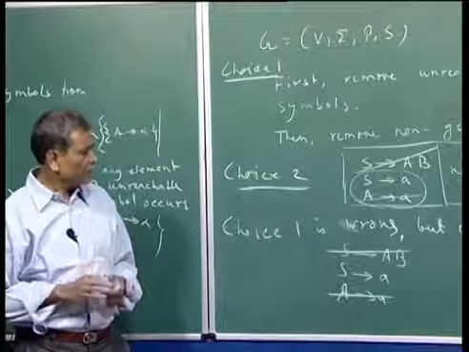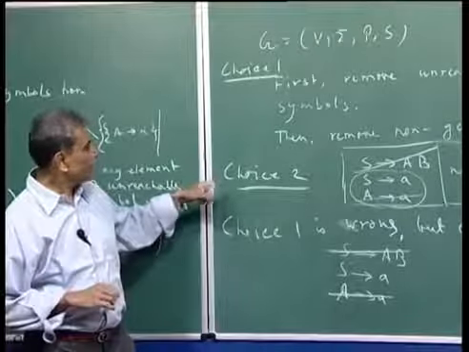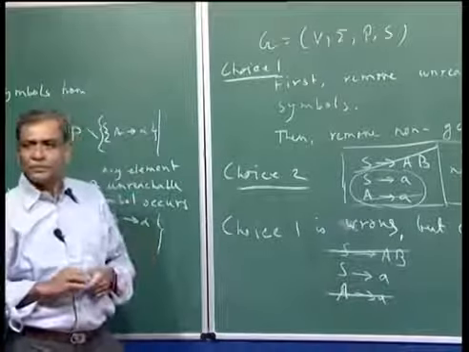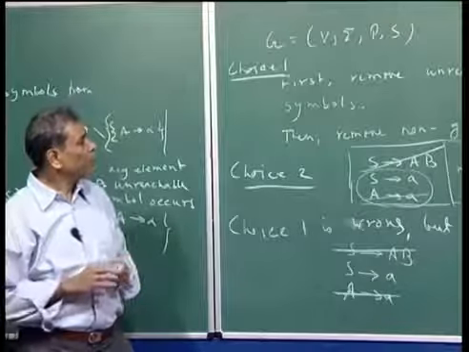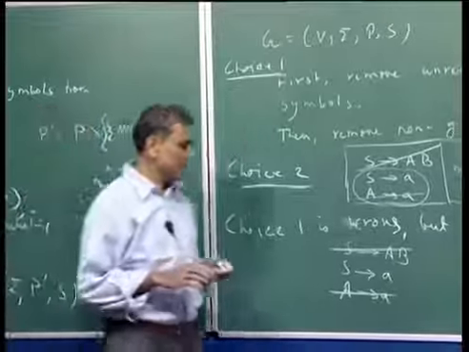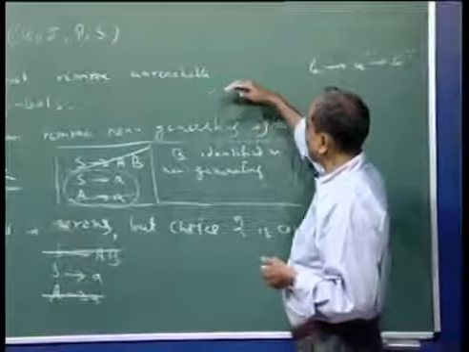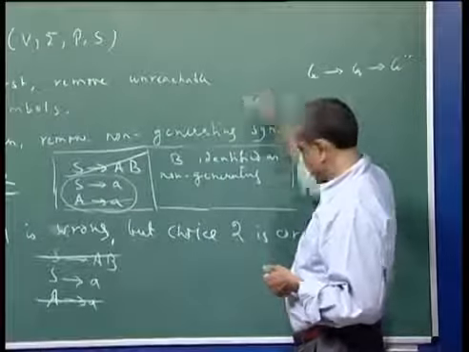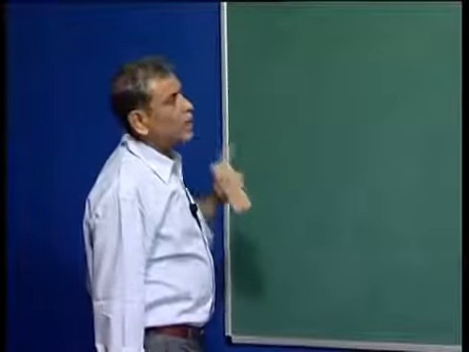Can we prove this, or at least if not formally, can I at least justify that choice 2 is right and choice 1 is wrong? Why is choice 1 wrong? Because of the simple thing that it is possible, after the removal of unreachable symbols, right? So let's make this point clear. Why can choice 1 go wrong?